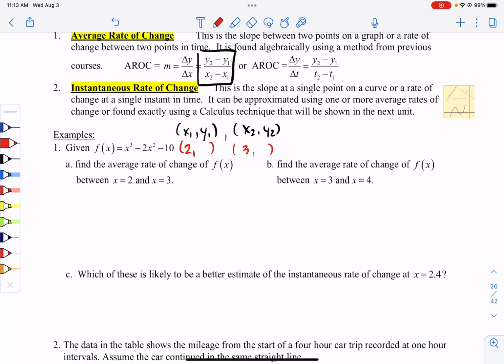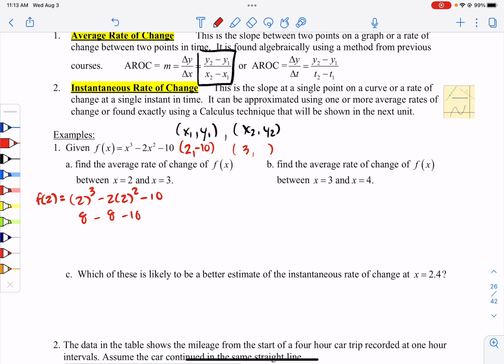Now to find my y value, I have to plug those in. So let's plug x equals 2 in first. f of 2 is equal to 2 cubed minus 2 times 2 squared minus 10, which is 8 minus 2 times 4, which is also 8. That becomes minus 10. So my y value right here is negative 10.